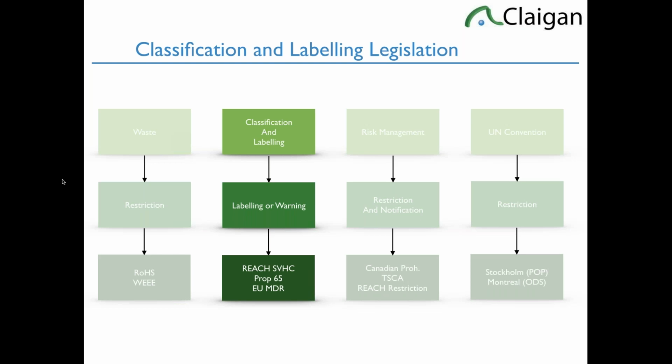REACH SVHC is the poster child. It is fundamentally an extension of the chemical labeling system to physical products. Prop 65, which is a US version, is roughly the same thing. It's all around carcinogens and reproductive toxins, and they use a more stringent threshold for reproductive toxicity or cancer, but it's fundamentally a warning or labeling approach.